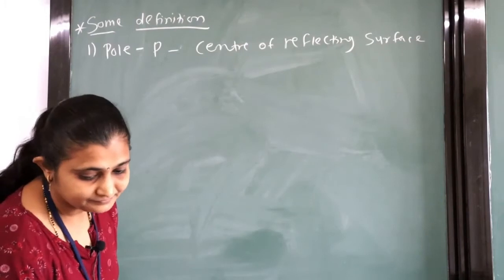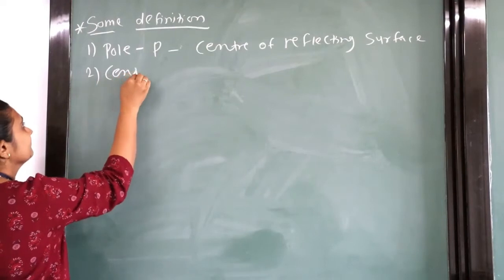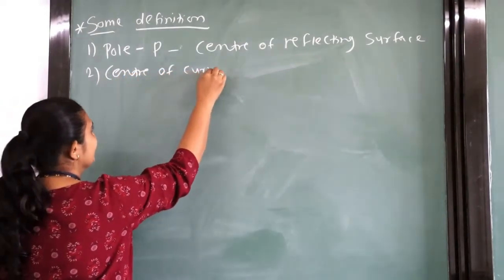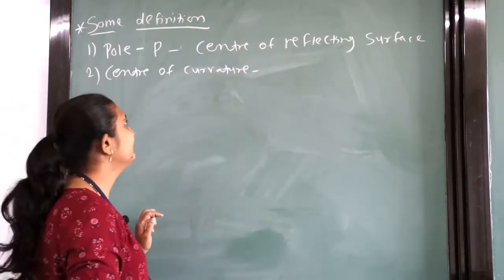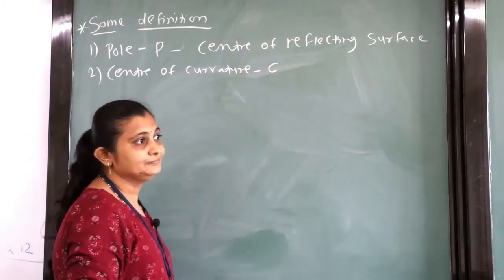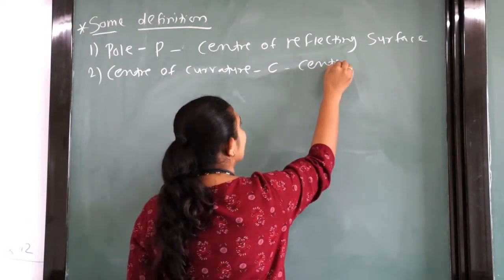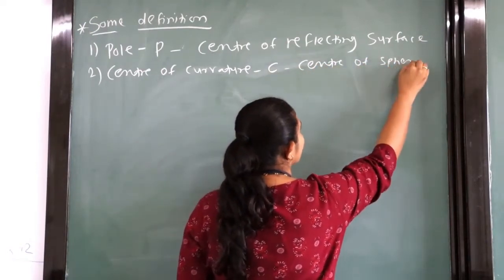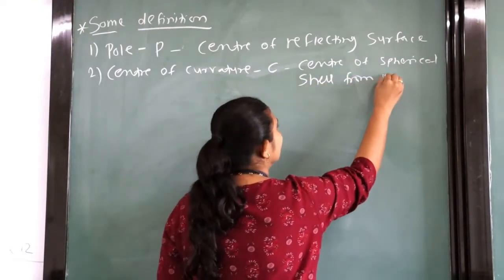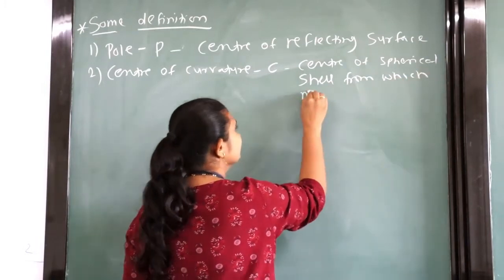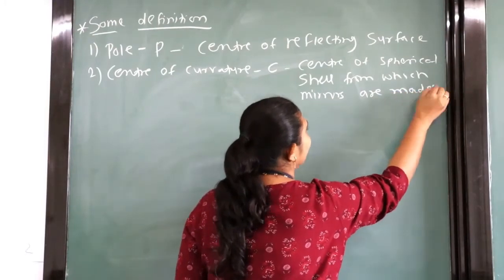Second definition, center of curvature, denoted by C. Now what is the center of curvature? It is the center of the spherical shell from which mirrors are made. Means what?